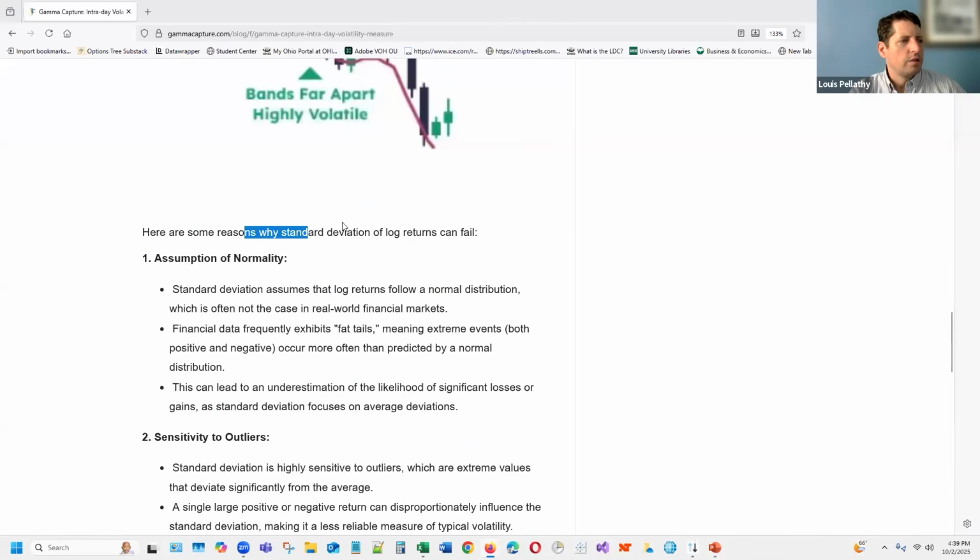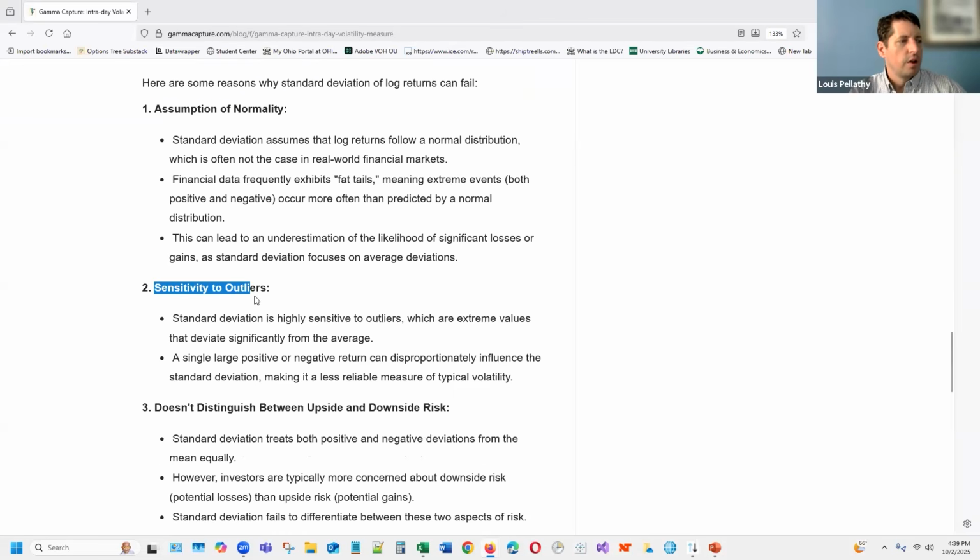The reason why the standard deviation of log returns does not work is the following. We're assuming that there's a normal probability distribution of returns, which is clearly not the case. In times of jumps, there are a lot of outliers, so the standard deviation fails. It's very sensitive to outliers. A single large positive or negative value can disproportionately influence the standard deviation, making it less reliable.